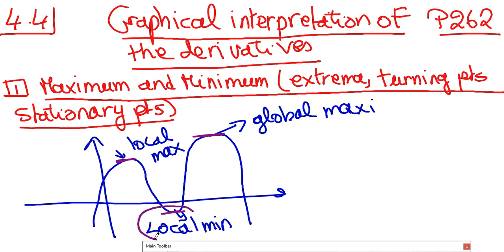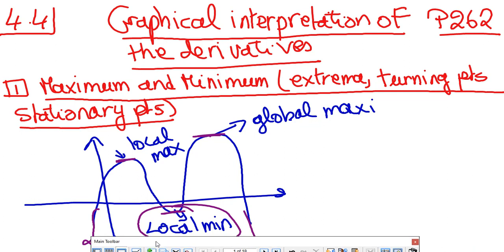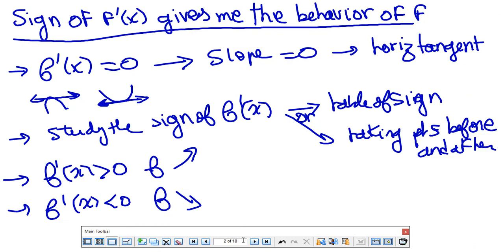But for the minimum here, I call it the local minimum. It's not a global minimum because this graph is not limited. It's unlimited. It goes more down. So there are more points that are below this minimum. So I call this one local minimum. Now we will learn how to find the maximum and the minimum when I have a function.